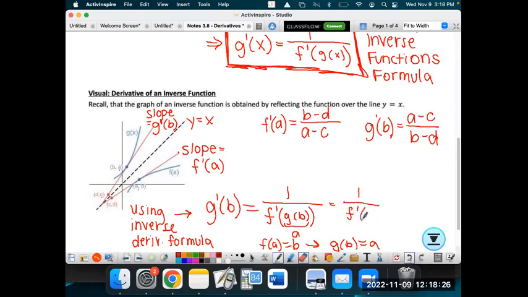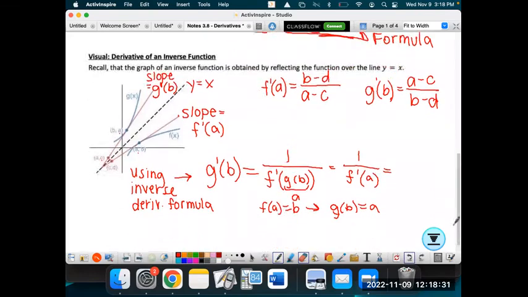That looks terrible. So that's 1 over, we already calculated f prime of a. That was b minus d over a minus c. And 1 over a fraction is its reciprocal. So technically that's a minus c over b minus d, which we had proven before. Okay, so like I said, this is just additional information if you wanted to see the visual mathematics behind it. Let's move on to some examples.